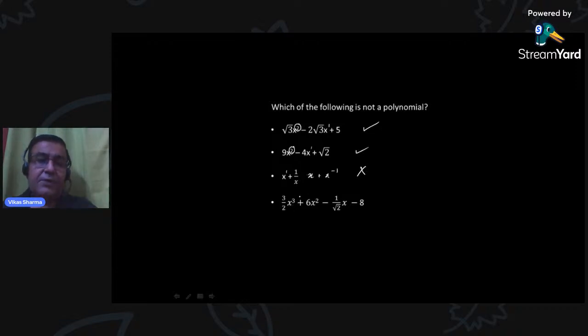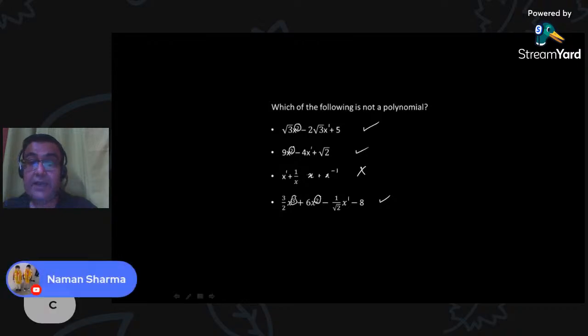Let's look at the last one also. So it has a degree of 3, which is the highest power. So 3 is a positive integer, 2 is a positive integer, here 1 is a positive integer. So obviously this also is a polynomial. So the correct option is option C. And again, Naman was the first one to answer. Congratulations, Naman. You've got the right answer.